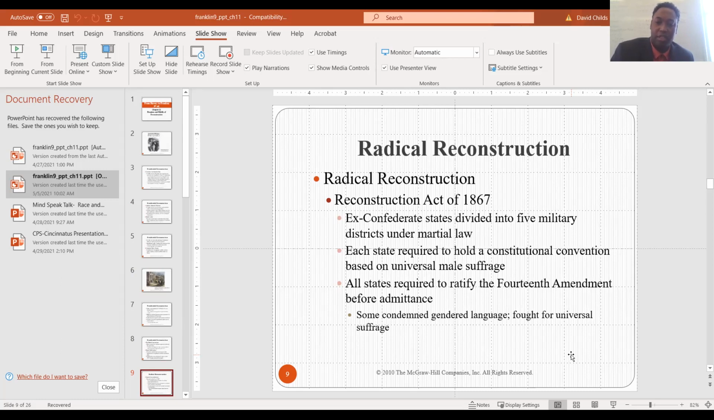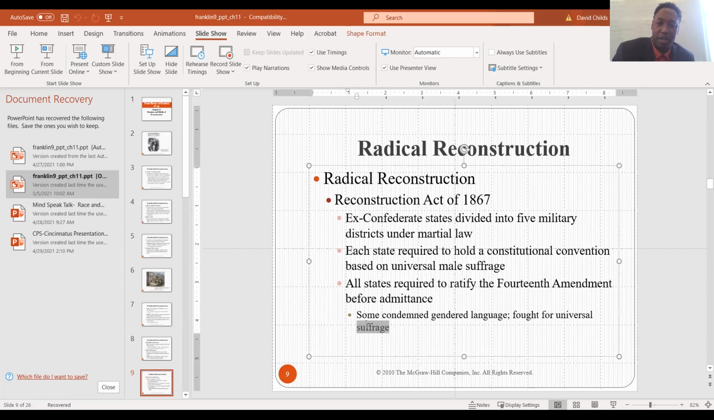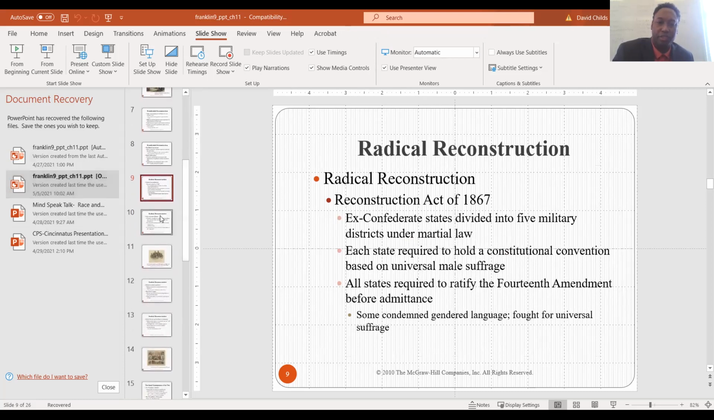Male. Yes, because look, that's a great question. Look what I put here. Some condemned gendered language. They fought for universal suffrage. They were advocating for universal male suffrage and left the women out. People were critical of that. So what about the women? Women wouldn't get to vote until 1920. This is this radical Reconstruction period.